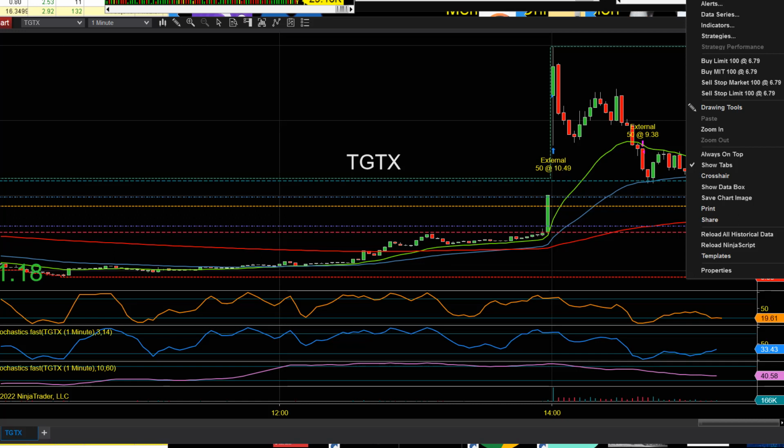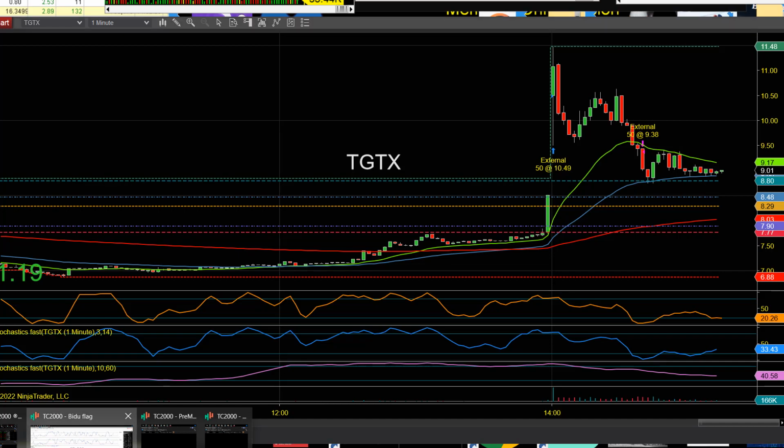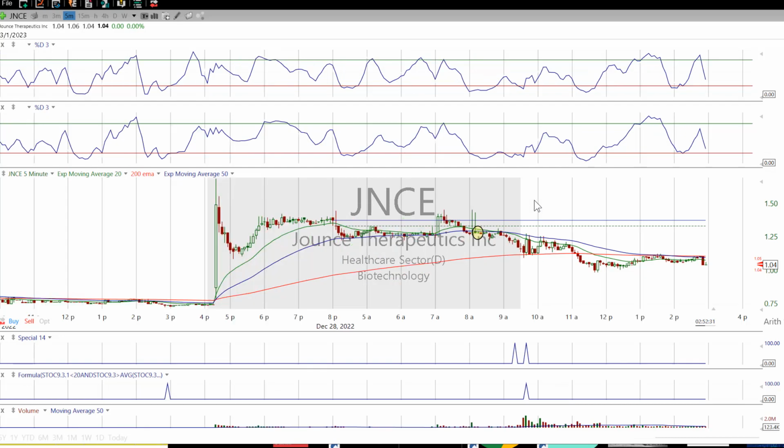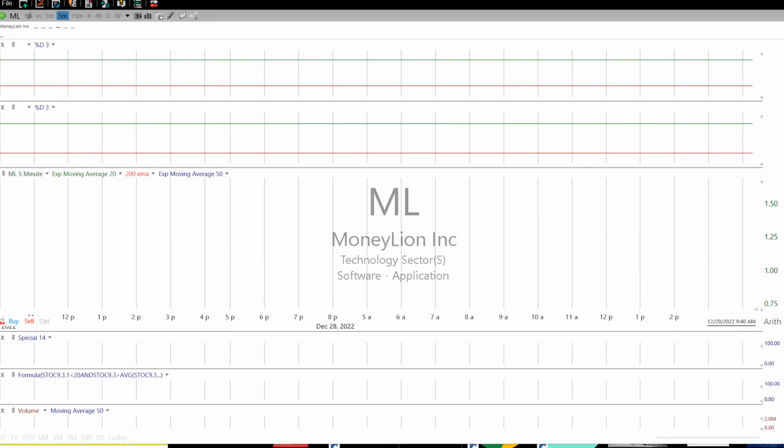And this, again, could give you a head start for tomorrow. Lots of times these have follow-through days. So JNCE, again, do your own research on this. I just follow the poppers in the morning. I circle them when we first notice them, and I go back and take a look at them at the end of the day and see how they perform.